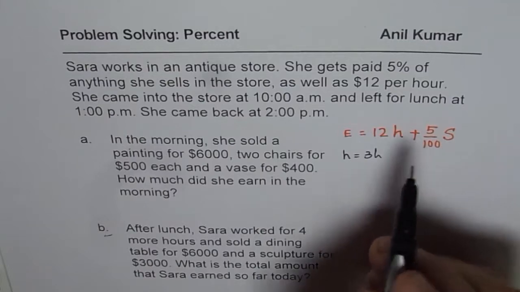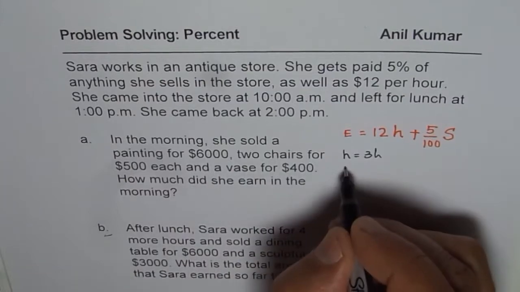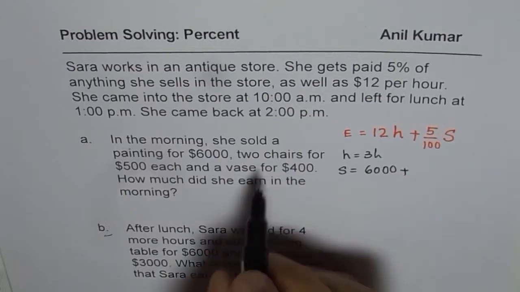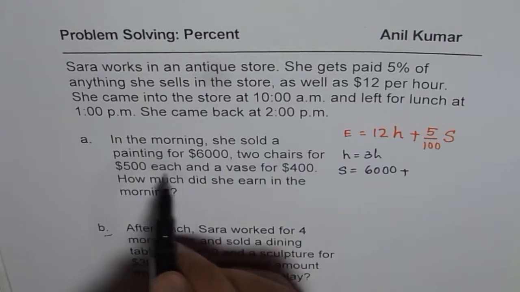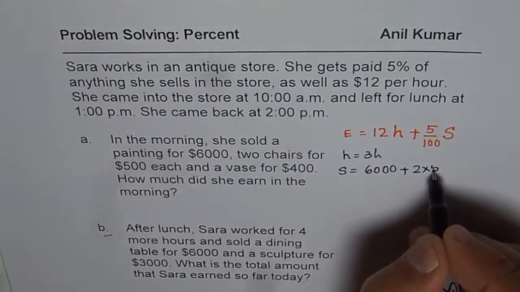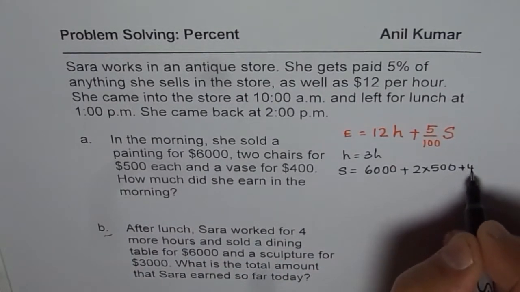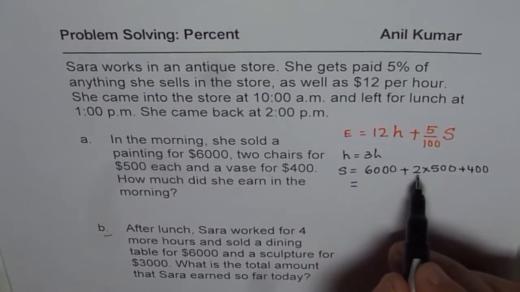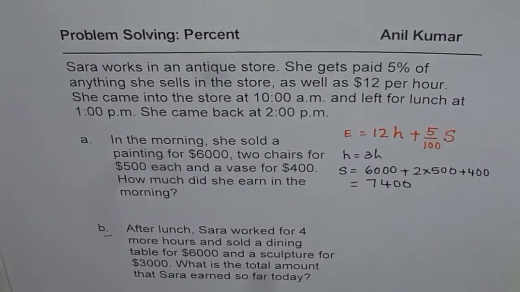And what is the sales? Sales is painting for $6,000, one painting, plus two chairs for 500 each. Each means 2 times 500, plus a vase for 400. That is the total sales. Let's add them up. So this is 1,000, 6,000, 1,000, 7,400. So it is 7,400. You can actually take a calculator to do this question.